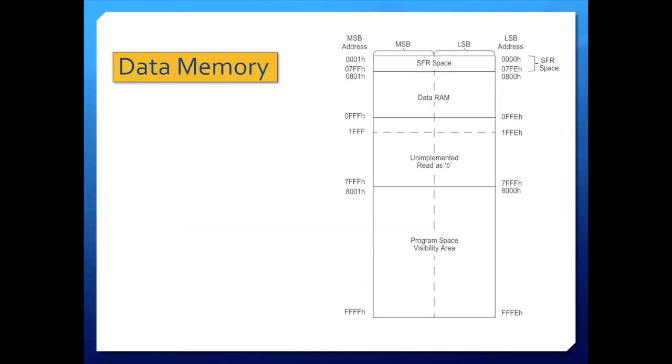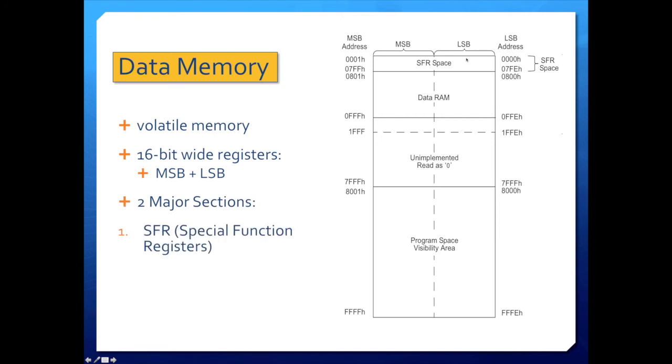Data memory is volatile, and we know this because of our 3x2 memory circuit. Unlike the program memory, it is made up of 16-bit wide registers, which are made up of these MSBs and LSBs: the most significant byte, and a byte is 8 bits, and then the least significant byte here. It has 2 major sections that we need to be concerned about: the SFRs, which are the special function registers at the top here, and the data RAM, which is right below it.